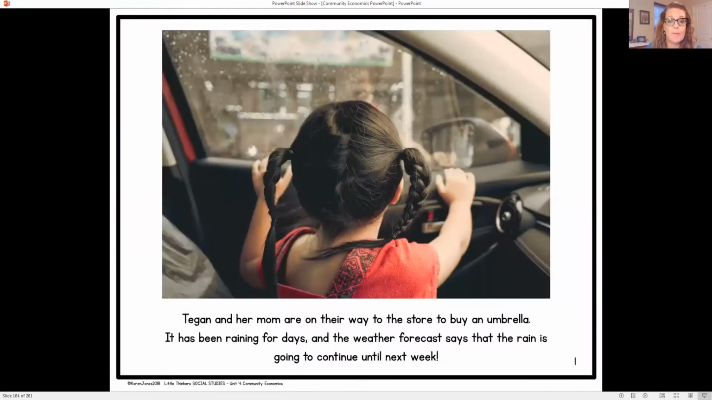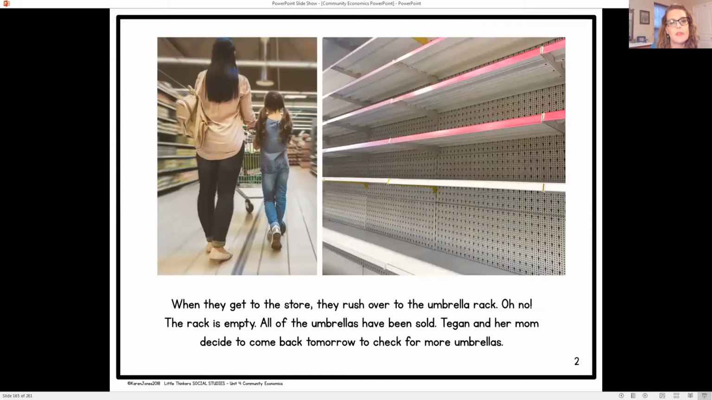Tegan and her mom are on their way to the store to buy an umbrella. It has been raining for days, and the weather forecast says that the rain is going to continue until next week. When they get to the store, they rush over to the umbrella rack. Oh no, the rack is empty. All of the umbrellas have been sold. Tegan and her mom decide to come back tomorrow to check for more umbrellas.